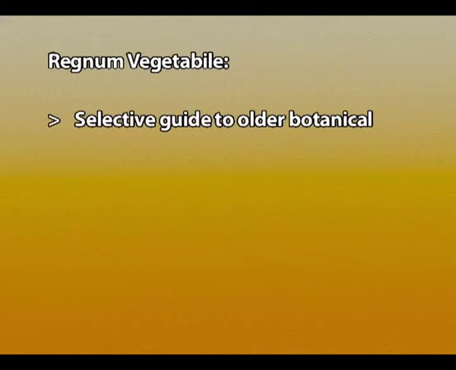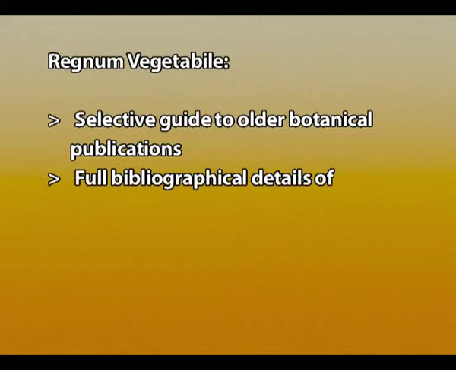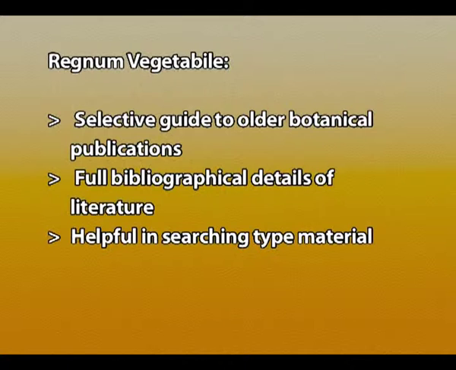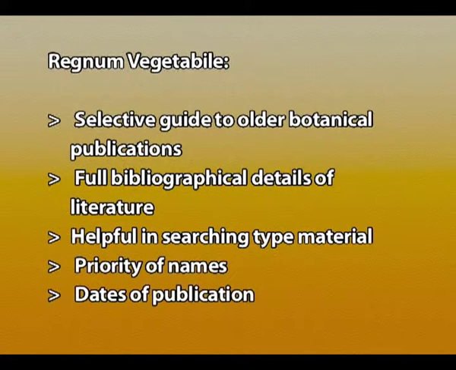It is a selective guide to older classical botanical publications. It covers full bibliographic details of literature that is helpful in searching the type material, priority of names and dates of publication. It also includes concise bibliographies on the lives and works of important plant taxonomists. It was originally published in the year 1967 by Stafleu. It is under constant revision with 3 supplements of the enlarged second edition published between the years 1992 to 97.